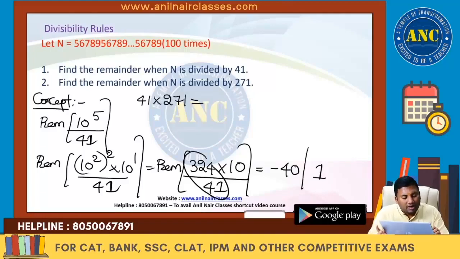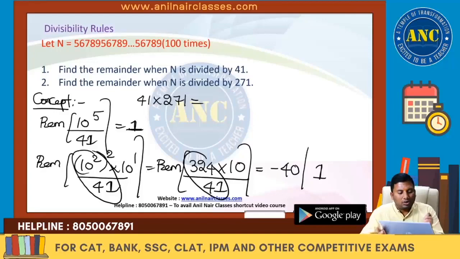Again, I'm solving. 10 square whole square into 10 divided by 41. 100 divided by 41: 41 twos are 82, leaving 18. 18 square is 324 into 10 by 41. 41 eights are 328, minus 4, minus 40. 41 minus 40, it is 1. So the remainder is 1. I hope it is clear, right?